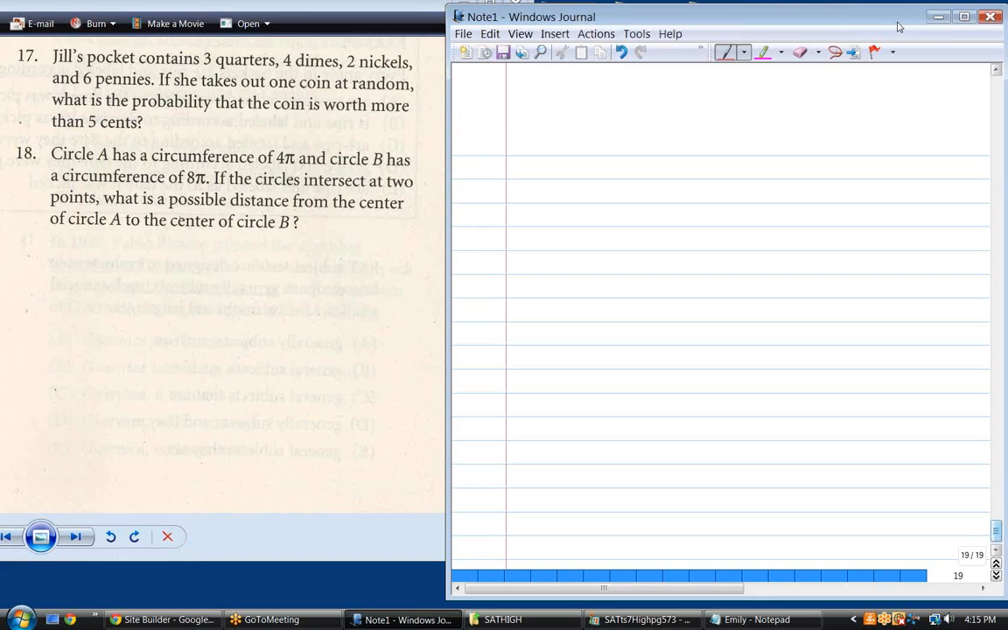Three quarters, 4 dimes, 2 nickels, and 6 pennies. She takes a coin out. What's the probability that it's worth more than 5 cents? It's going to be 7/15.